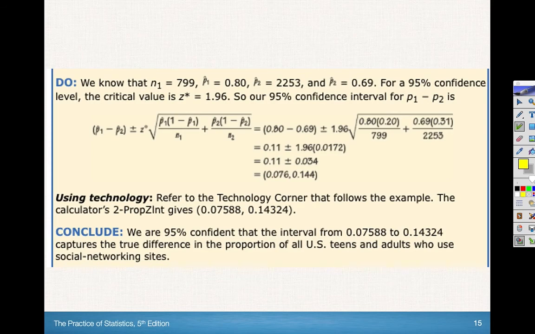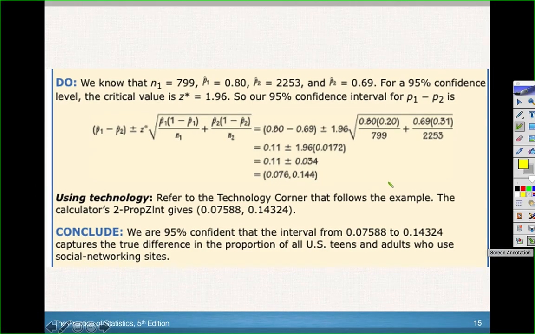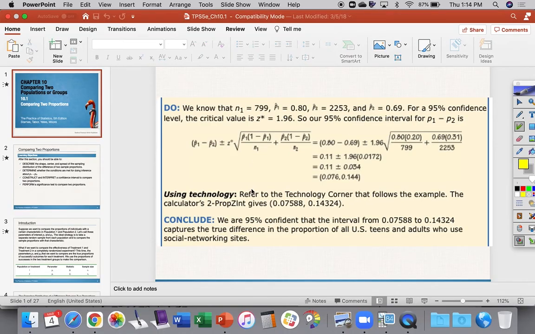The do step for chapter 10 is extremely long and time consuming unless you want to just use the 2-prop z-int on the calculator. If you want to use the 2-prop z-int on the calculator, you are absolutely in luck. You don't need to show any of that work. None of that needs to be shown. What we need as the answer to the do step is the confidence interval. Well, let me show you how to do it. Let me take a break from the slides, pull up the calculator.